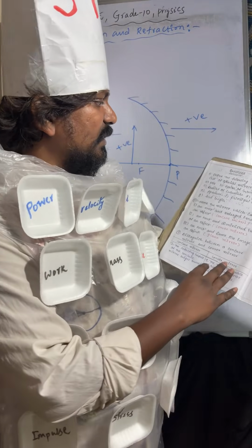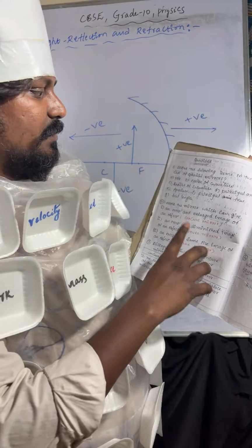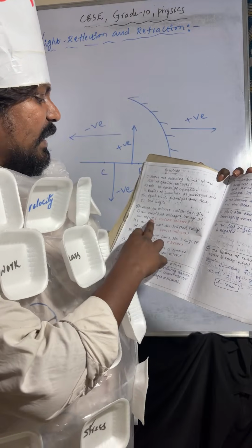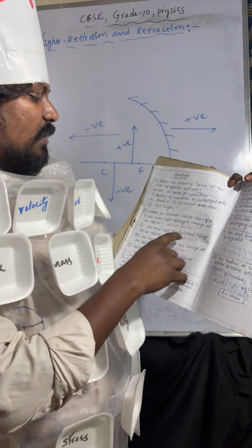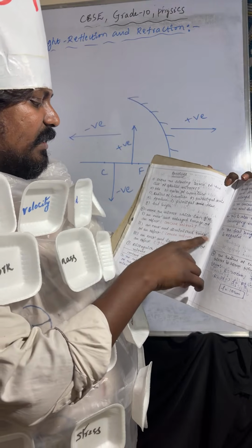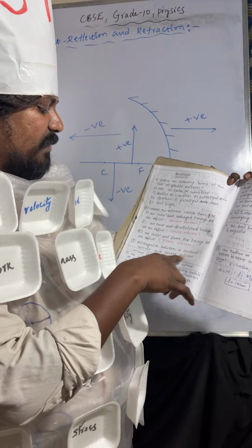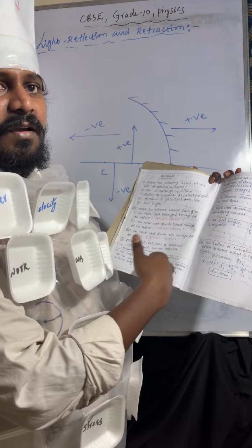These are the questions. Define the following terms: pole, focus, center of curvature. Name the mirror which can give an erect and enlarged image: concave mirror. An erect and diminished image: convex mirror. An erect and same size image: plane mirror. After that, differences between concave mirror and convex mirror.